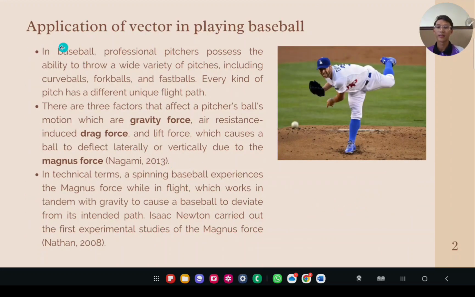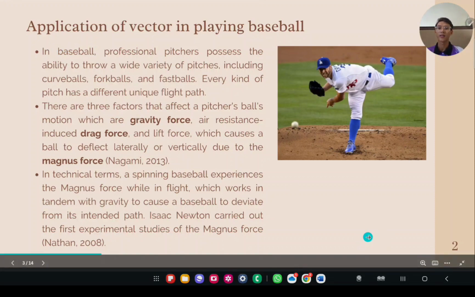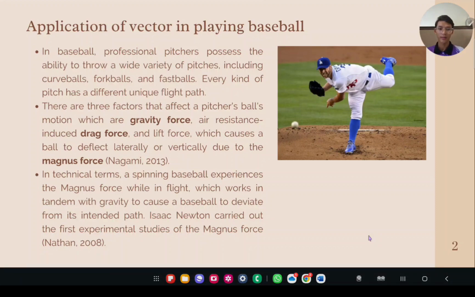So we will start the application of vector in playing baseball. So in baseball, professional pitchers, which are the people that pitch the ball to the batter, possess the ability to throw a wide variety of pitches, including curveballs, forkballs, and fastballs. Every kind of pitch has a different unique flight path.